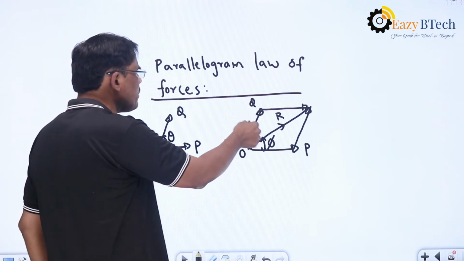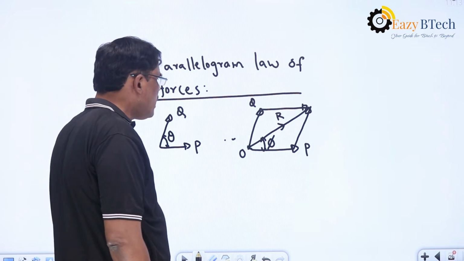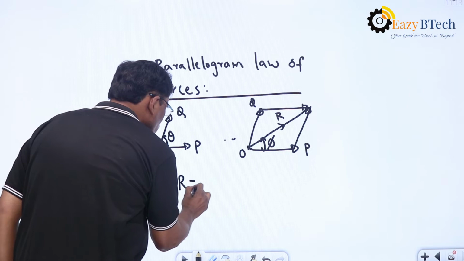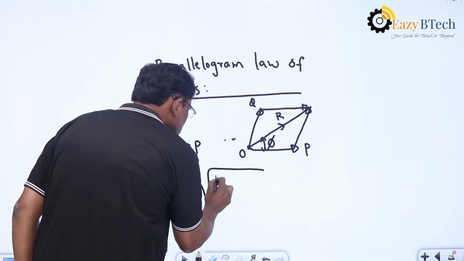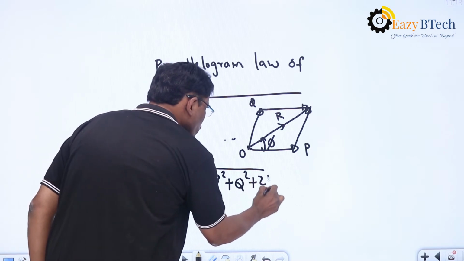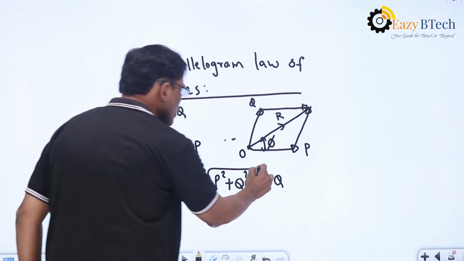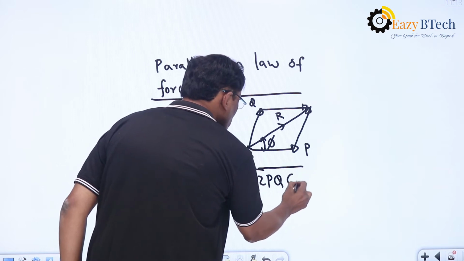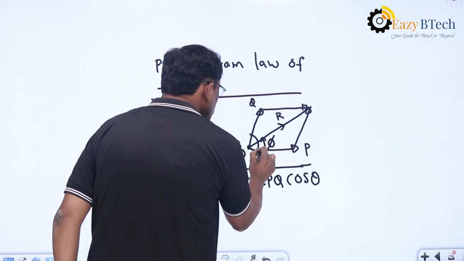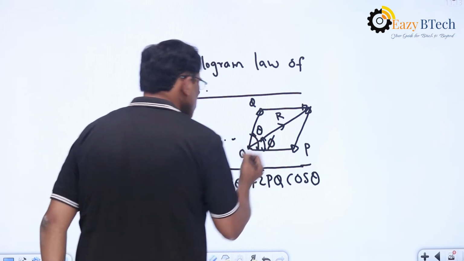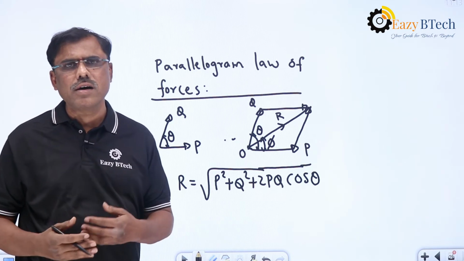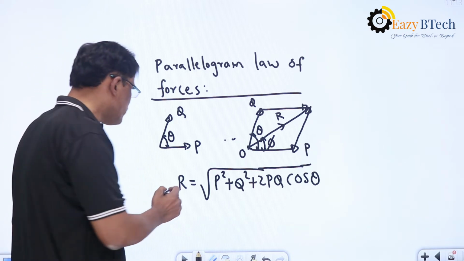So this can be done graphically in this way, and analytically R is equal to the square root of P square plus Q square plus 2PQ cos theta, where theta is the angle between these two forces. So this is the formula for the magnitude of the resultant.